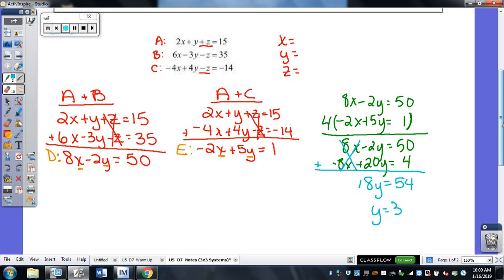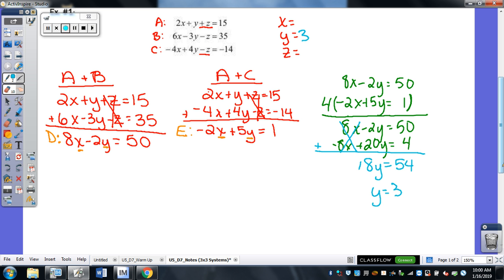I'm going to go back up here to my little list. Bam, y is 3. So now we just have to figure out the other two. So to figure out the other two, you're going to take the one that you know, which is y is a 3, and you're going to plug it into either the d or the e equation. Because again, that only had 2 letters, so that's why we want to plug it into one of those. Let's go with d. So I'm going to plug my 3 in for y.